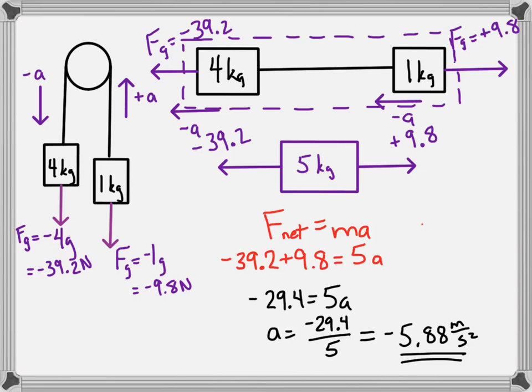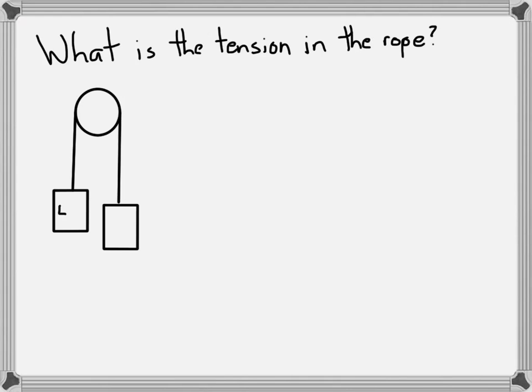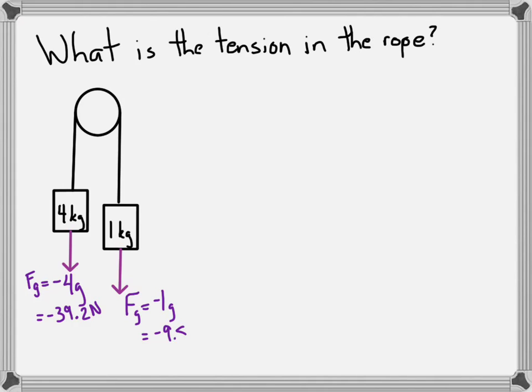Now the thing about taking this shortcut is that very often the very next question you'll be asked after you find the acceleration is, what is the tension in the rope? So let me show you how you can find the tension in the rope between the two masses. So now we can consider just one of the masses, and I can pick either one. It doesn't matter which mass I pick.